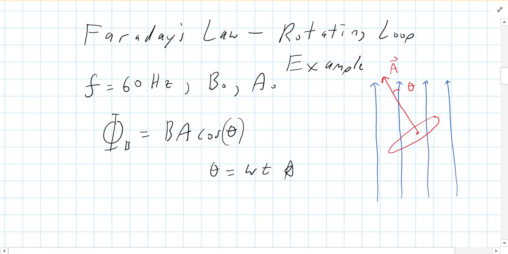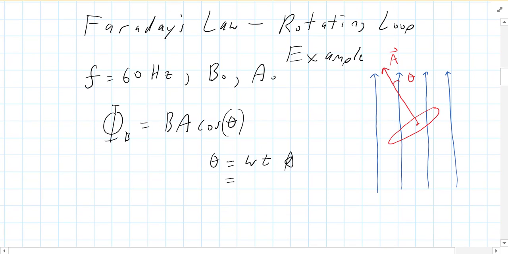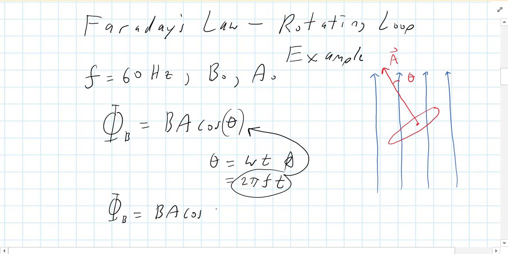Now I didn't give you omega, I gave you F, frequency, 60 hertz. Now we're not going to plug a number in, we're just going to call it F. And that is, by the way, the frequency that ComEd does generate at. So if you remember, omega is 2 pi F. In other words, for every one cycle, you're doing 2 pi radians. So this becomes 2 pi F times t, and this is what we're going to plug in for theta. So you get magnetic flux is BA cosine of 2 pi Ft.